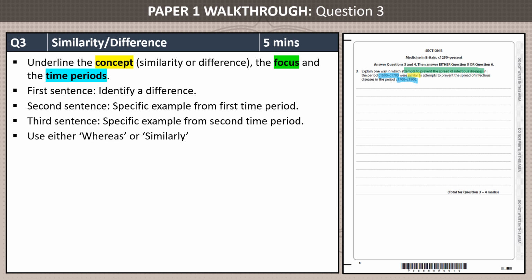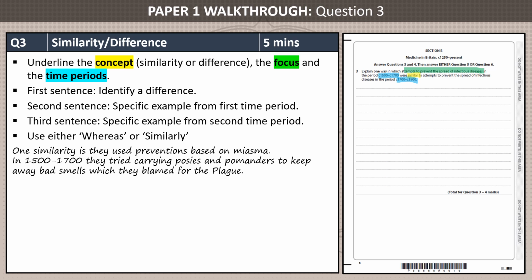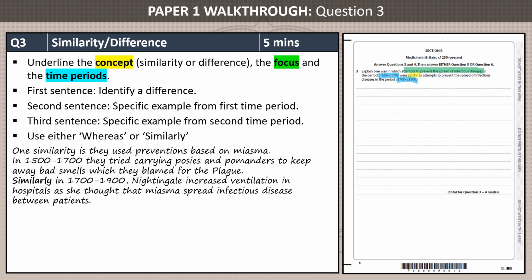Here's an example. In both time periods, they used preventions based on miasma. In the Renaissance, they used posies and pomanders during the Great Plague. That's my specific example. And likewise, Nightingale also tried to drive bad air away by improving ventilation. So that's my example from the second time period.